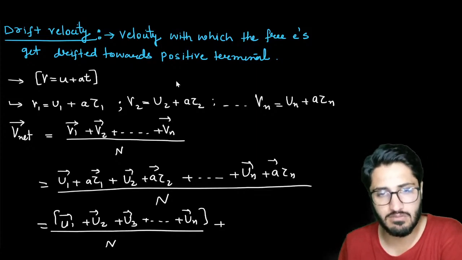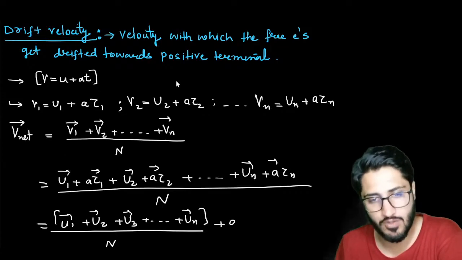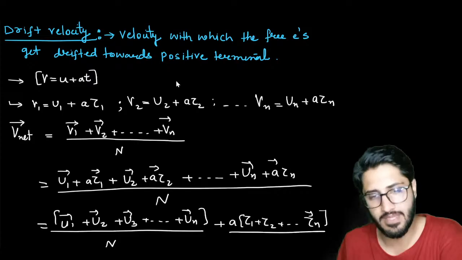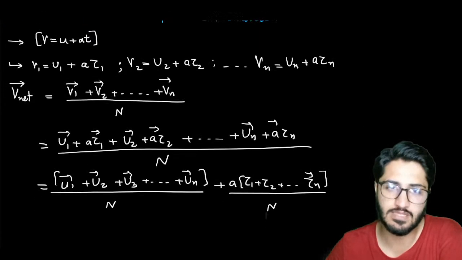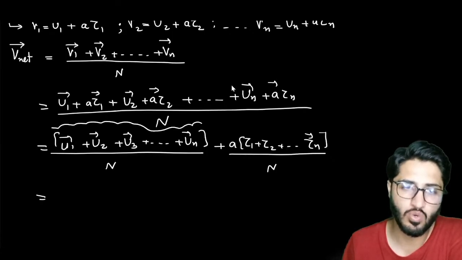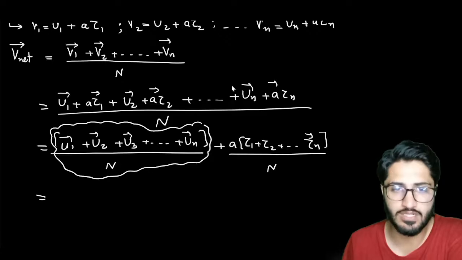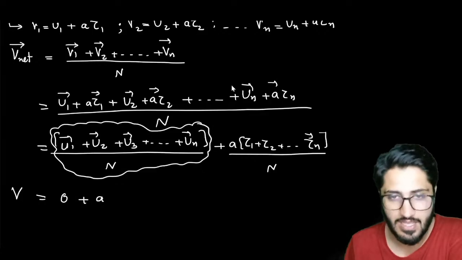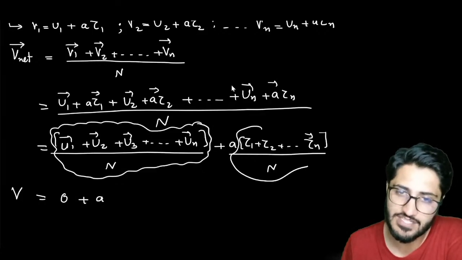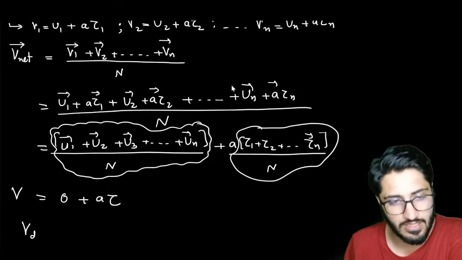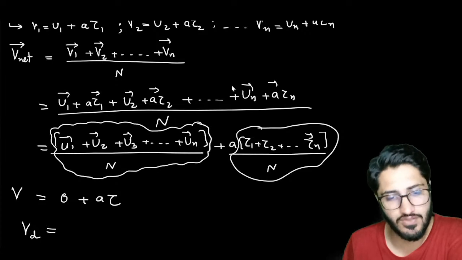Plus, I will take A common. Then tau 1 plus tau 2 up to tau n, whole divided by n. In the previous slide, we discussed that this whole term is 0. So I can write V is equal to 0 plus A, and this thing is known as average relaxation time tau. So drift velocity is equal to A tau.